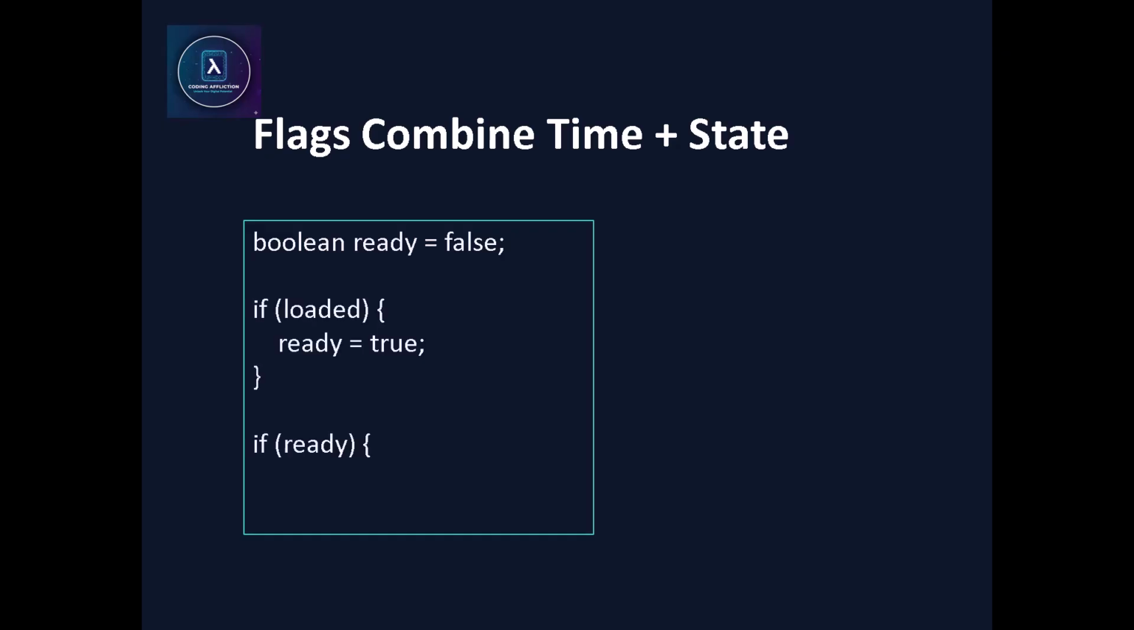Flags are where this problem explodes. The bug isn't the flag. It's that the flag merged time and state. The second if doesn't know when ready was set, why it was set, which path caused it. It only knows the current value. If execution order changes, or a condition runs earlier than expected, the flag lies. Perfectly legally. This is why flag-based coding feels haunted. Nothing is technically wrong. The mental model is.